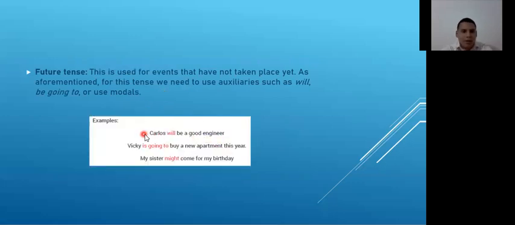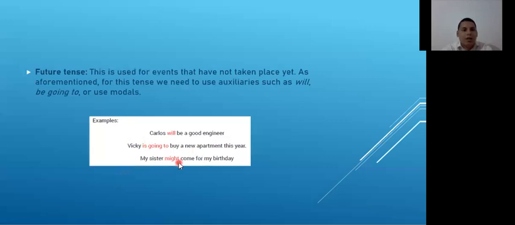We've got here, Carlos will be a good engineer. So we have will in this sentence. The next sentence says, Vicky is going to buy a new apartment this year. Here we're using be going to. Be, where is be? Well, it's easy to see here. This is be. Let me show you with a different color so you can clearly see it. It is the verb be. Okay, be going to.